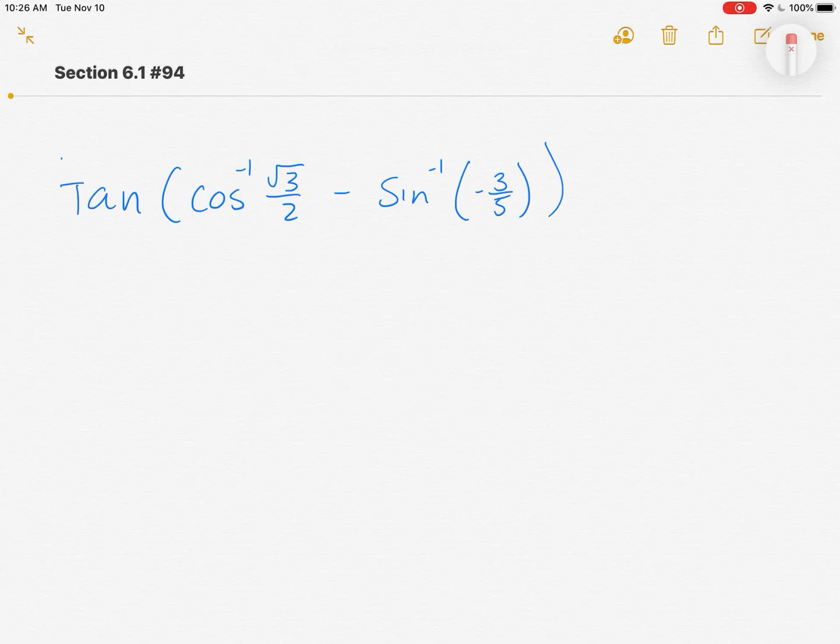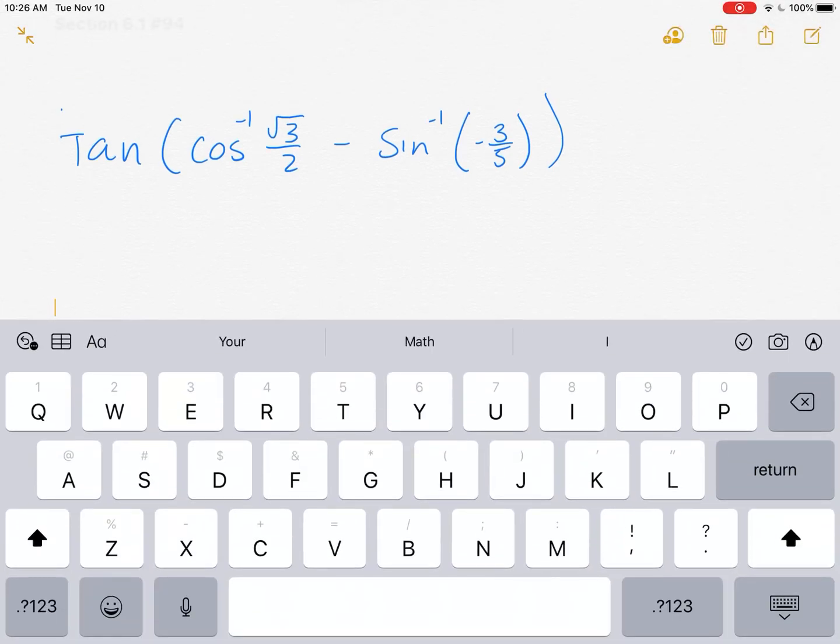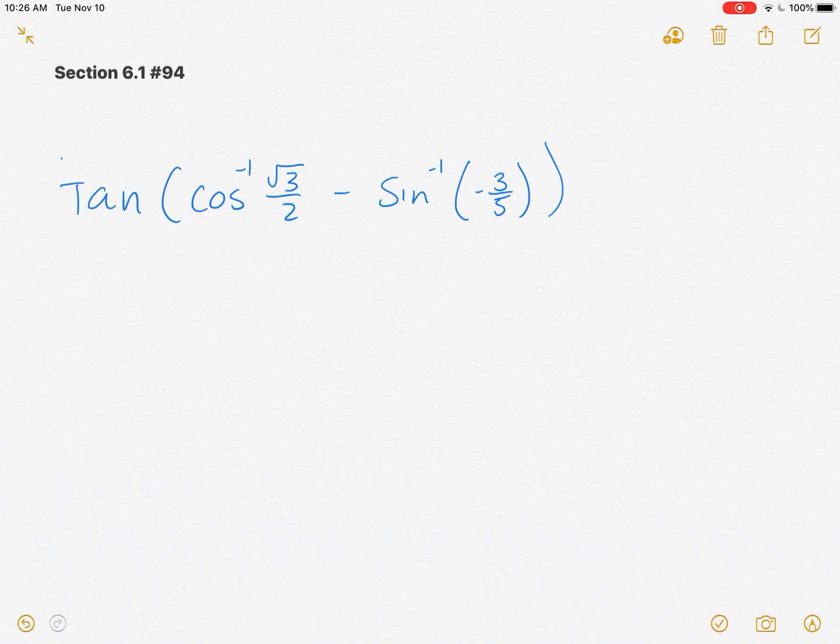I had a request to do number 94 in section 6.1 and wanted to go over that. It was too detailed to just send a written type of thing, and so I'll make a video and then share it with all. Here's the question: take the tangent of cosine inverse of root 3 over 2 minus sine inverse of negative 3/5.